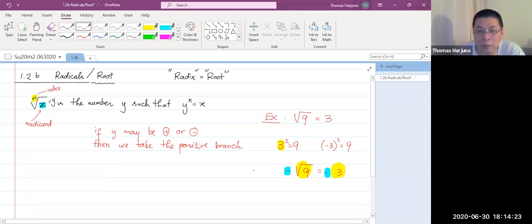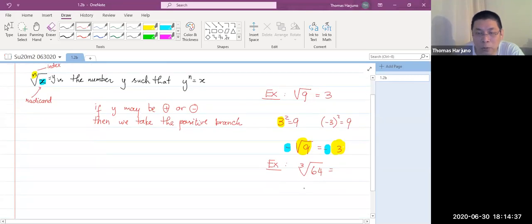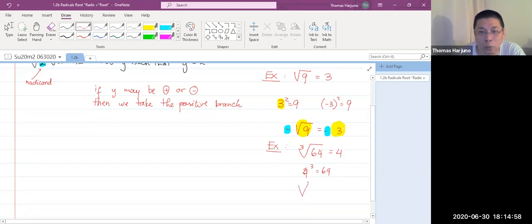Now, of course, if there's only one option, then that will be the only option you have. Let's say we have the cube root of 64. What number cubed equals 64? If we only look at real numbers, there's only one option: 4 to the power of 3 gives you 64. So this is 4. And the cube root of negative 64 equals negative 4.